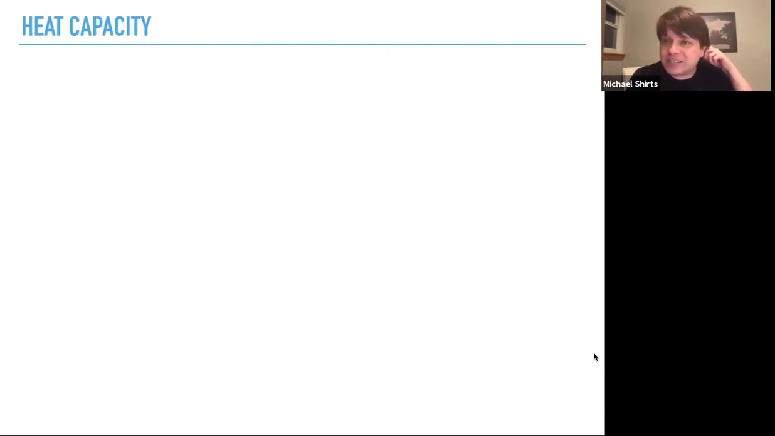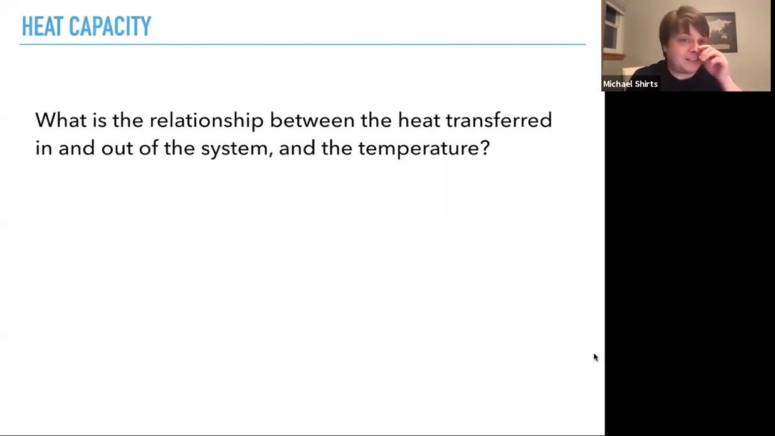how much the temperature changes, if we know how many degrees in temperature change there will be per joule of heat absorbed, then we can measure the heat of reaction by looking at a change in temperature. So we need to know heat capacities. What is the relationship between the heat transferred into or out of the system and the temperature?